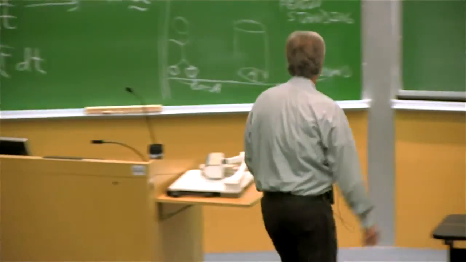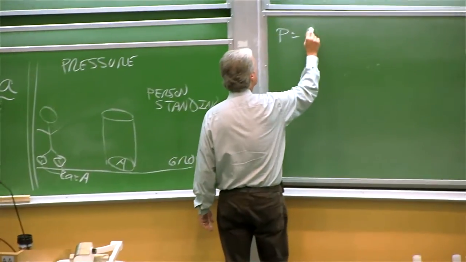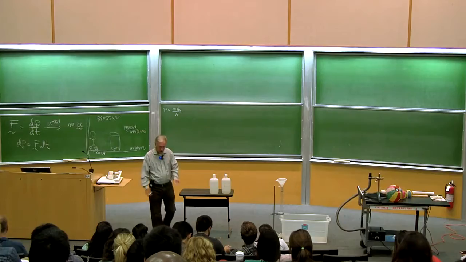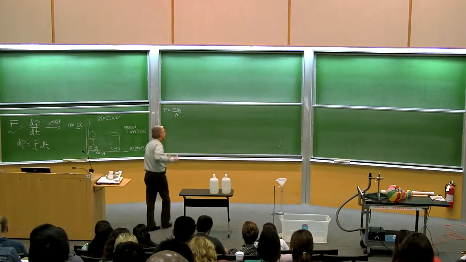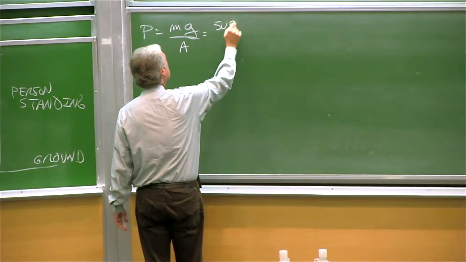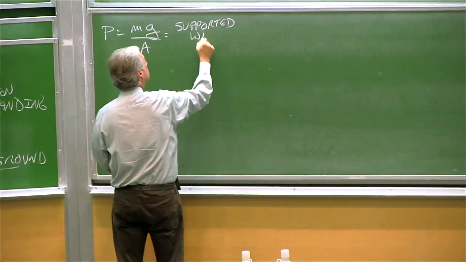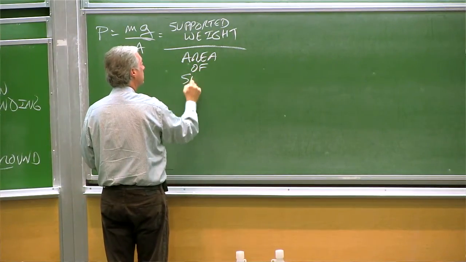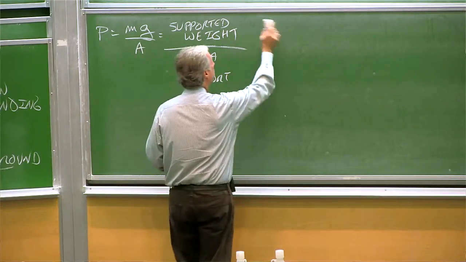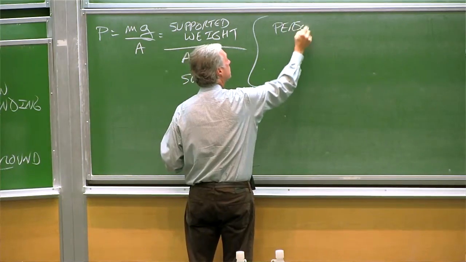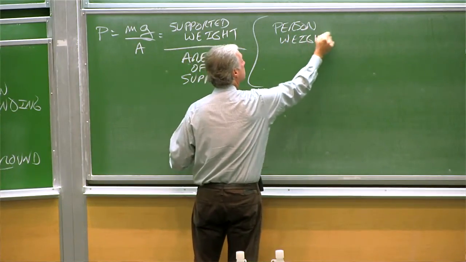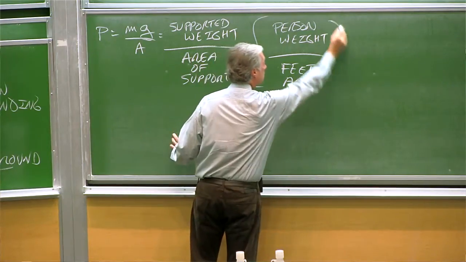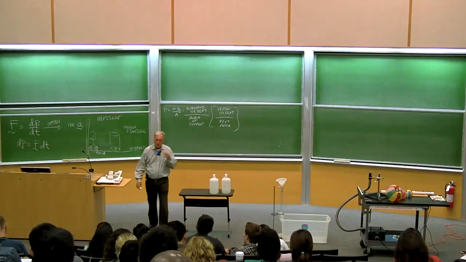The pressure that they feel is going to be the mass of the person divided by the area. It's the weight that is supported. The supported weight divided by the area of support, right? Which here is the person weight divided by the feet area in our example. And you have no trouble conceiving of that.